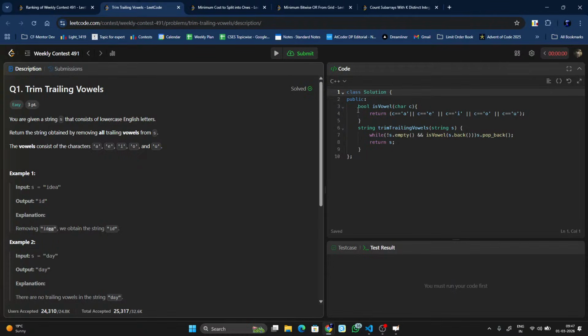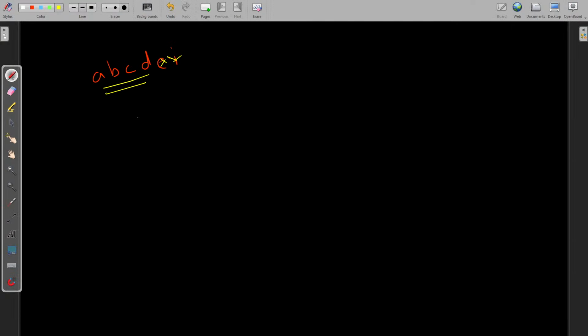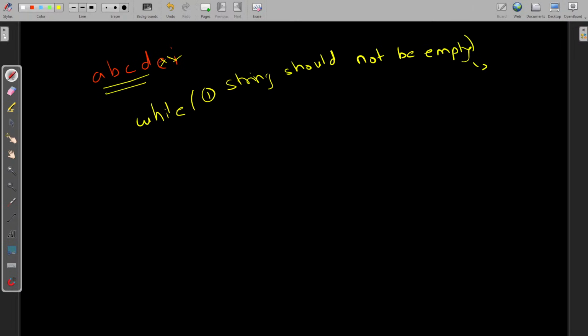What I have done is I have created an isVowel function which takes a character and returns a boolean value whether the character is a vowel or not. I'm using a simple combined OR expression to get that. And I am checking two conditions. The first condition is the string should not be empty. If the string is empty and I try to remove any character, that would result in a runtime error. So make sure to handle that case.